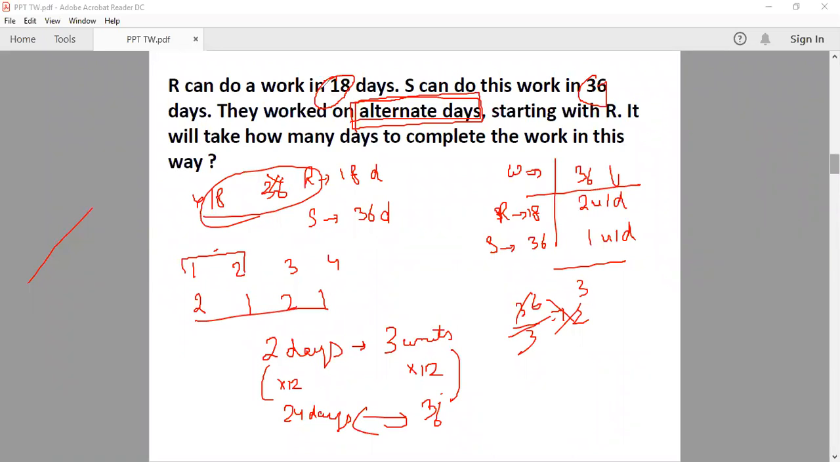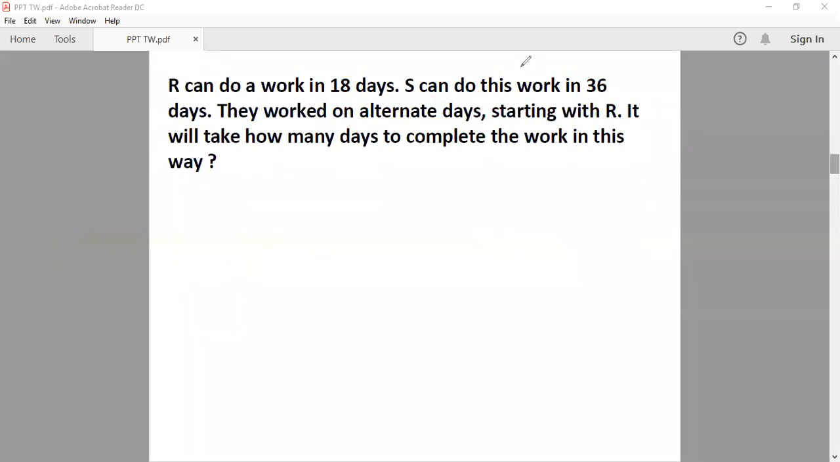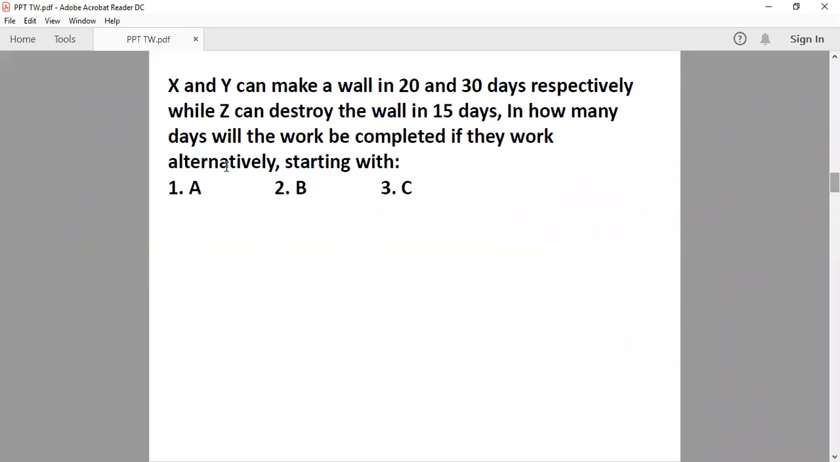So let us begin. Try this now. It is a very good one. So these are basically 3 questions. This is the first part, second part, and third part. Try to answer.